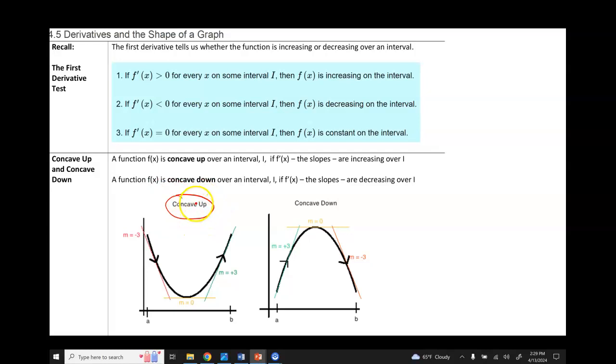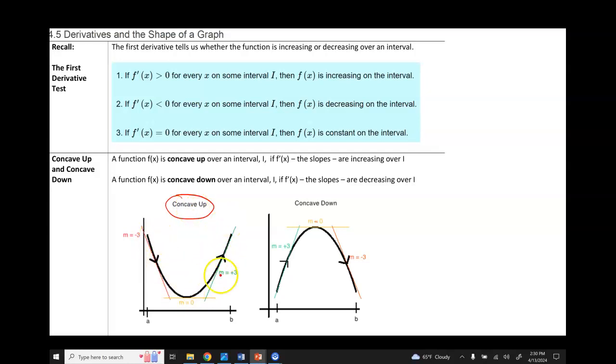The reason it's concave up is because the slope at this point of the tangent line is -3, and then here it's 0, and here it's 3. So the slope is going from -3 to 0 to 3, so the slope is increasing, making it concave up. Now here, the slope goes from +3 to 0, so it's decreasing to -3. So when the slopes of tangent lines go from positive to 0 to negative, slopes are decreasing, that is going to be concave down.